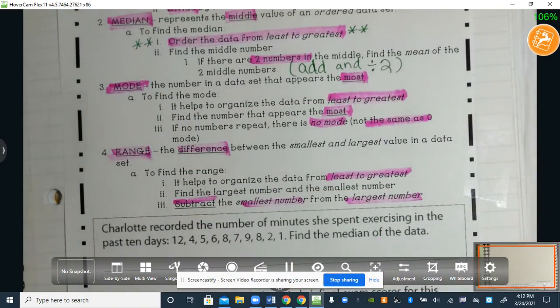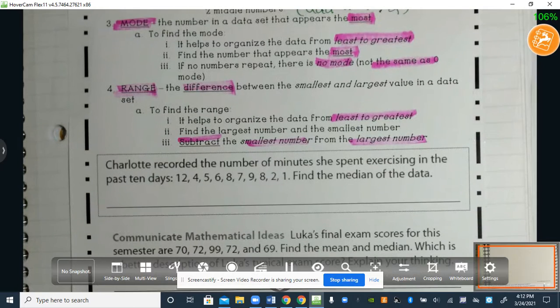All right, so let's look at this question right down here. Charlotte recorded the number of minutes she spent exercising in the past 10 days: 12, 4, 5, 6, 8, 7, 9, 8, 2, and 1. Find the median of the data.